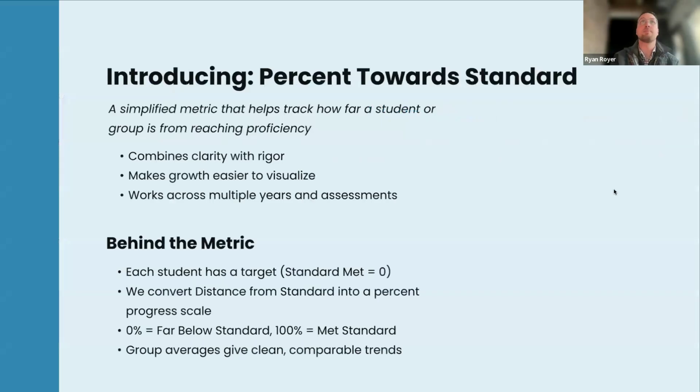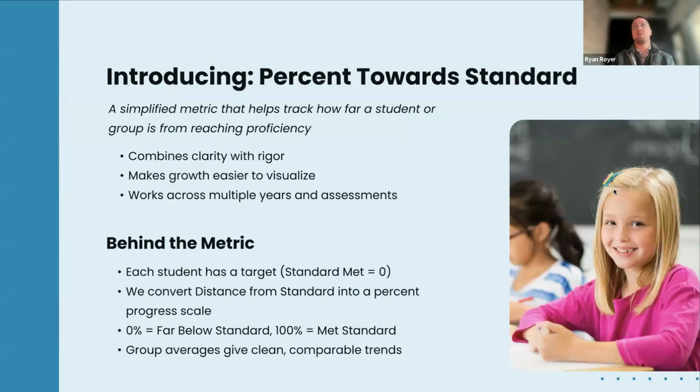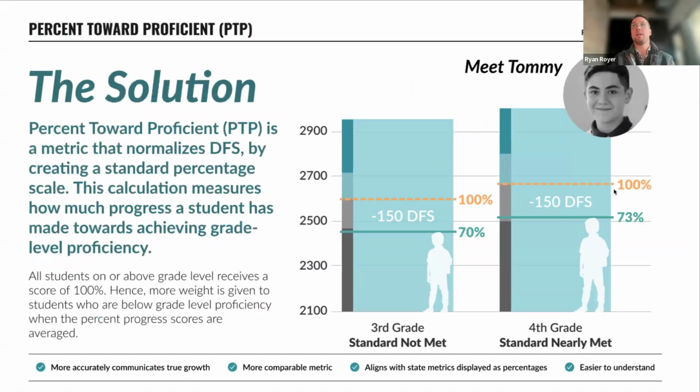So there's a gap. So we created percent towards proficient, and you guys can look at the calculation later, but what we do is we take the scale score, we convert it to a percentage of the distance between the minimum score they can get and the baseline proficiency. There's two benefits to that. One, it calculates those things that distance from standard misses, like the minus 150 and minus 150 not being the same in proximity to standard or even the same performance band.